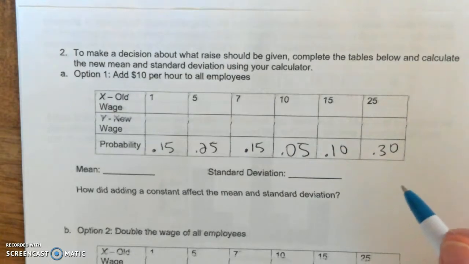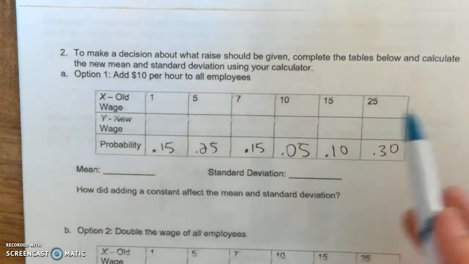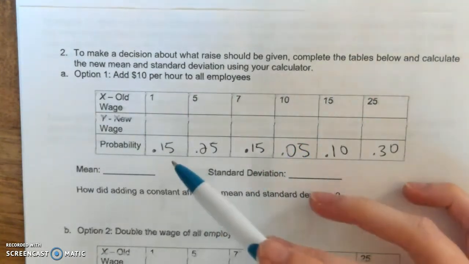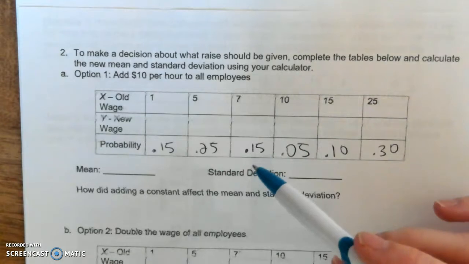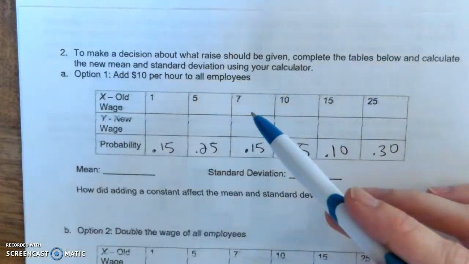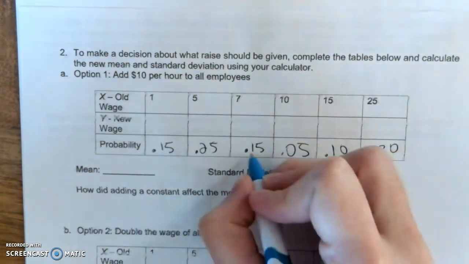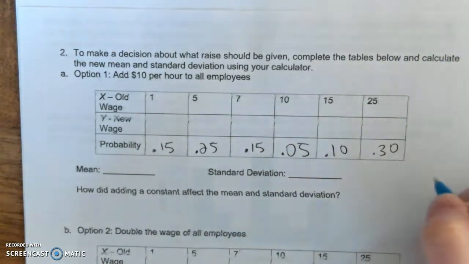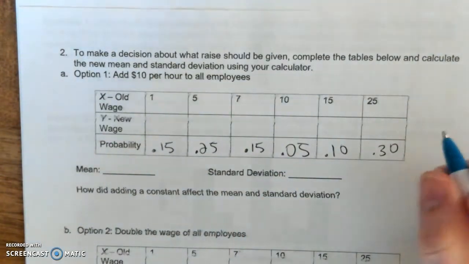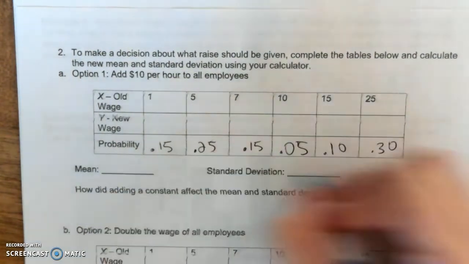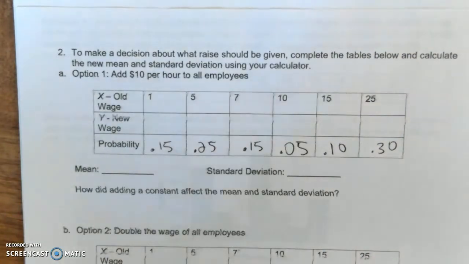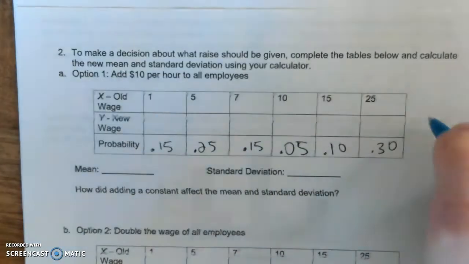Now remember, I just made these up. We were going to do an activity in class where I actually handed out different bills, and then we were going to calculate the probability by seeing how many people got a 7 and dividing that by the number of people in the class. So we were going to actually create these probabilities, but since we're not in class, I just made up these numbers. But it's a valid probability distribution because they all add up to 1, right? Okay. So here are our probabilities with all the old wages.